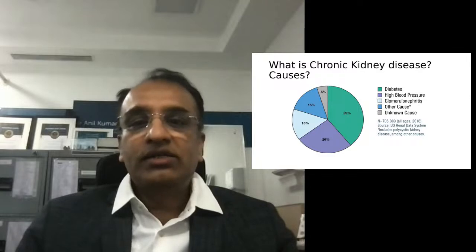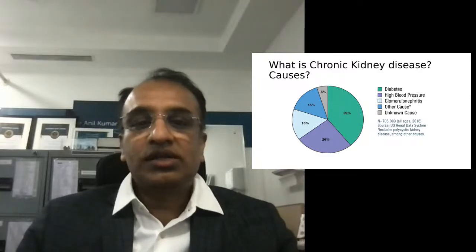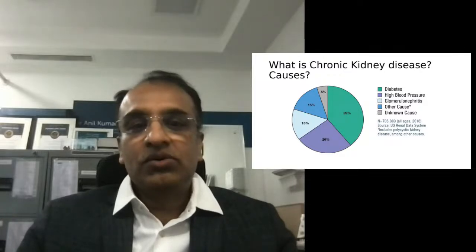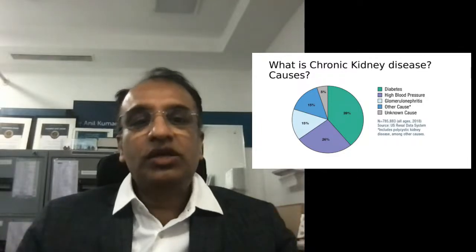So, chronic kidney disease, what are the common causes? As I told earlier, the most common cause is diabetes. Next is high blood pressure. The third is chronic glomerulonephritis. These are inflammations limited only to the kidney.